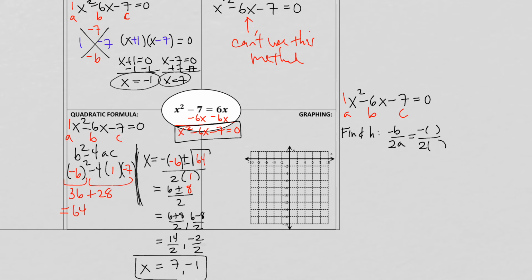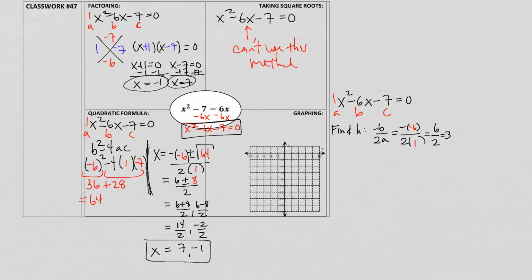And so in this example, negative b is a negative 6, I'll put a negative 6 here. So negative 6 goes there, all over 2a. A here is 1. So I can quickly here compute that our h value is going to be 6 over 2, which is going to be 3. So our h value is going to be 3. Now that's part of our vertex.